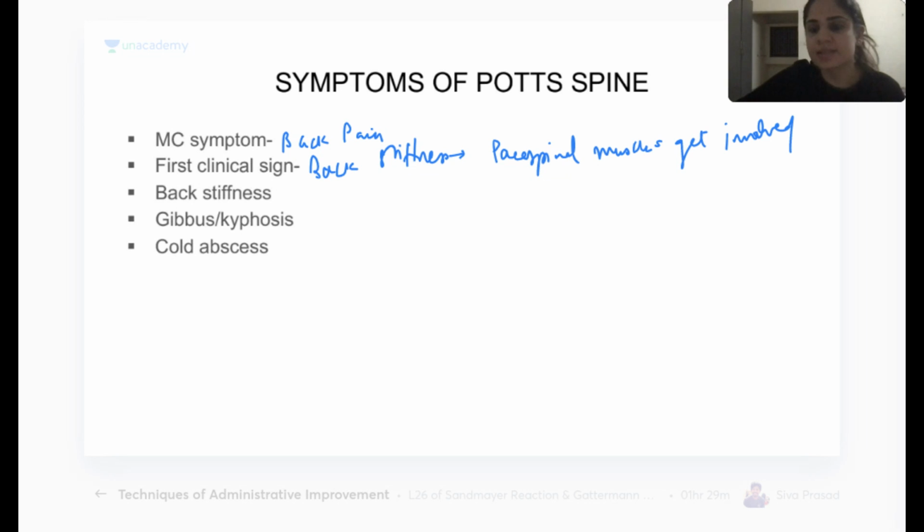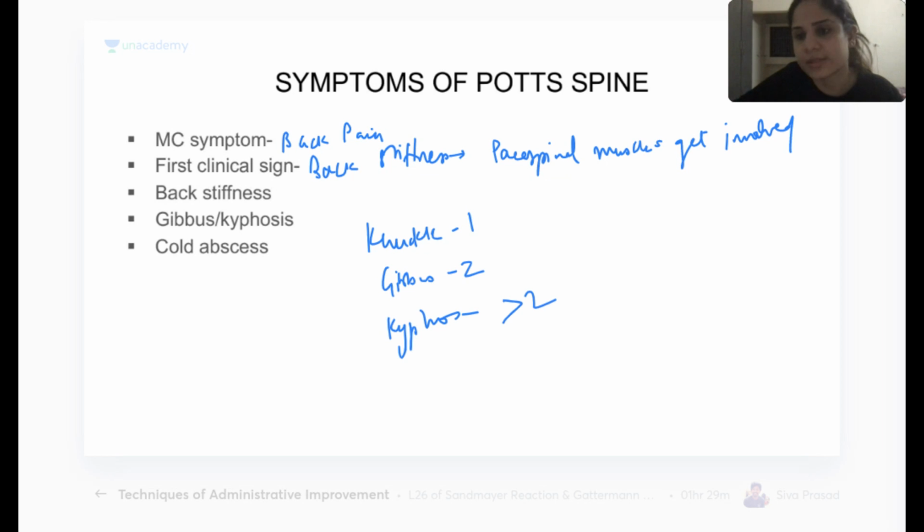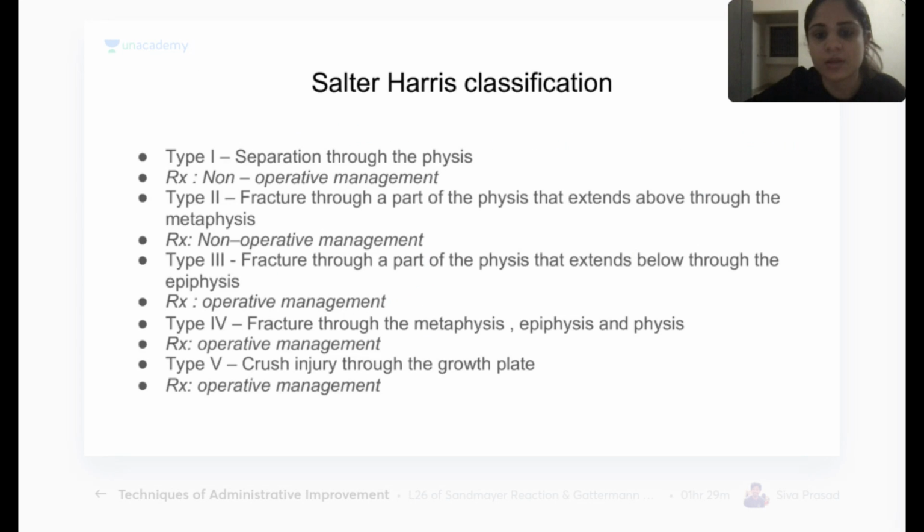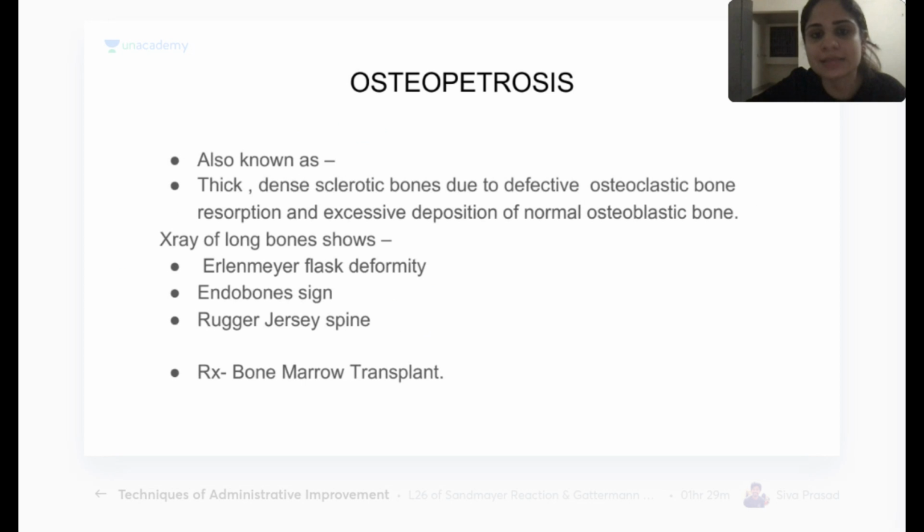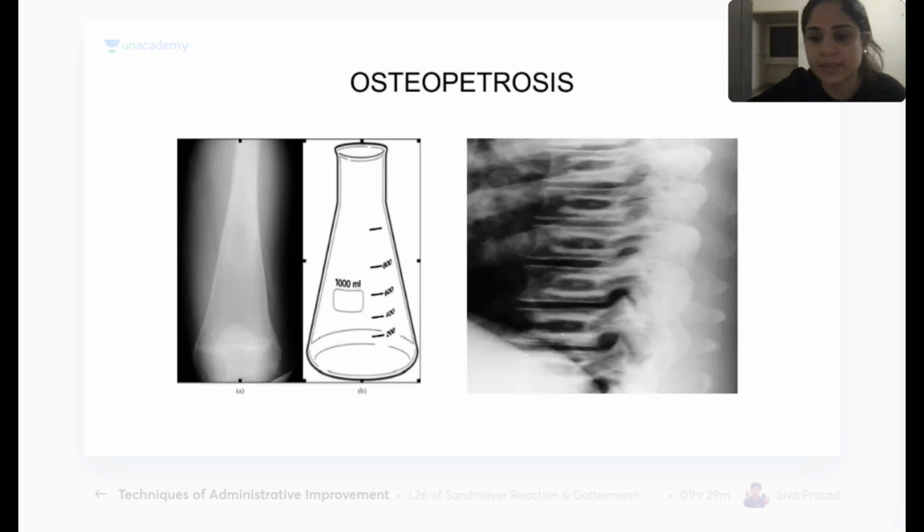Okay, what is a gibbus, kyphus and knuckle? So knuckle is when one vertebral body is destroyed. Then you have gibbus when two vertebral bodies are destroyed, and you have a kyphus when more than two vertebral bodies are destroyed. Three, or you can also call it three or more than three. Okay. And cold abscess is the abscess that is formed by destruction of the vertebral bodies, because you have no signs of inflammation, no fever, no nothing. Okay. All right. So that's it for our orthopedic revision.